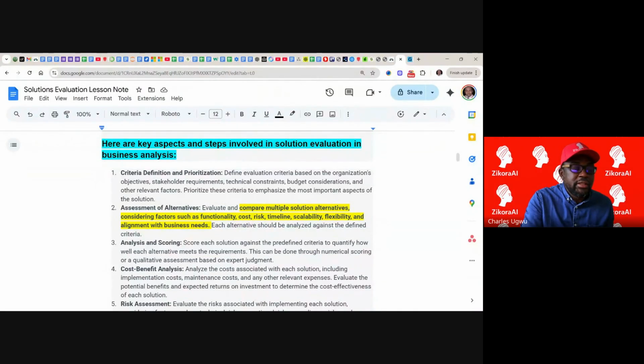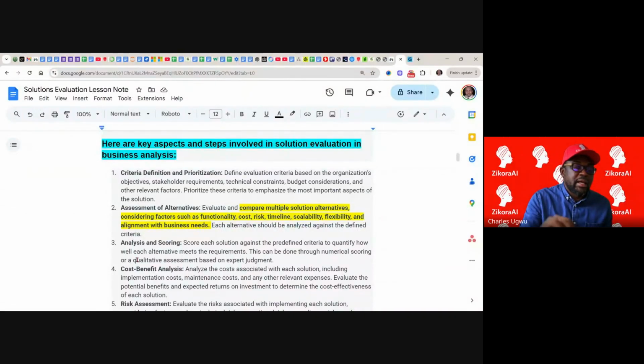So secondly, assessment of alternatives. After identifying the key evaluation criteria, evaluation is going to be based on comparative analysis. Use a comparative analysis where you are going to be comparing multiple solutions. These are the things you've mapped out: cost, risk, timeline, scalability, flexibility, and which of them aligns closer to your need.